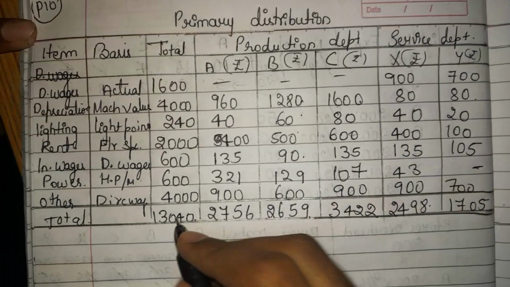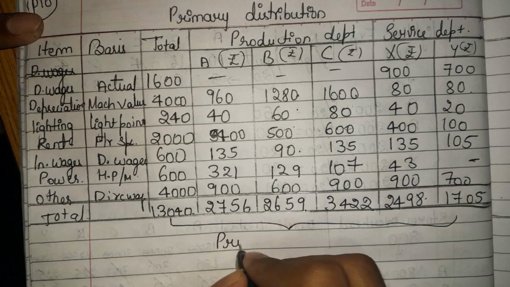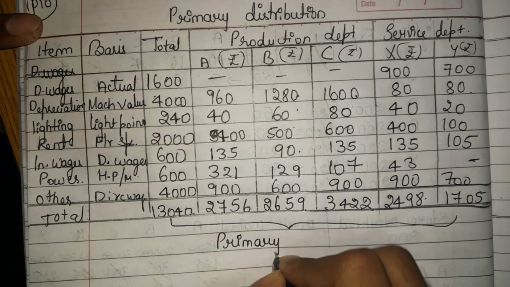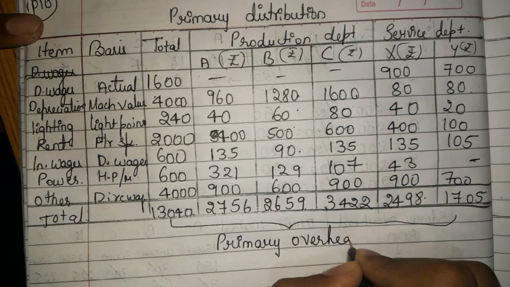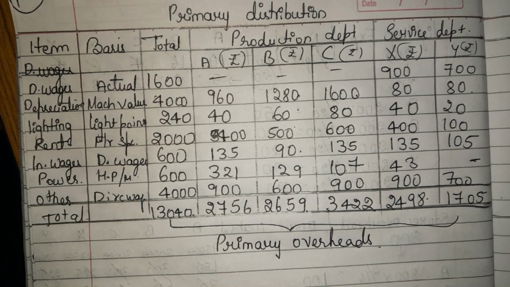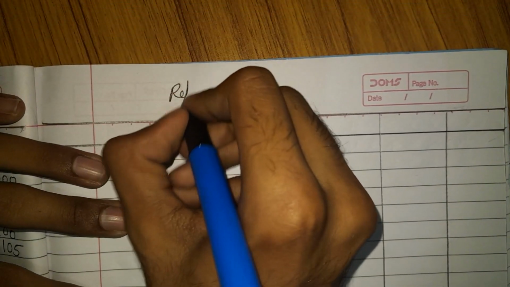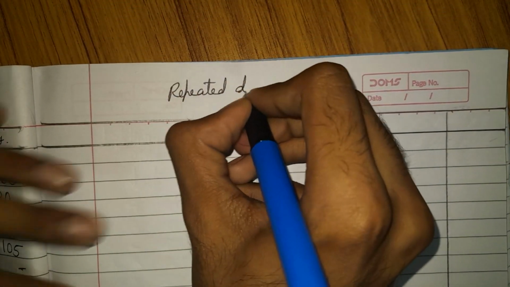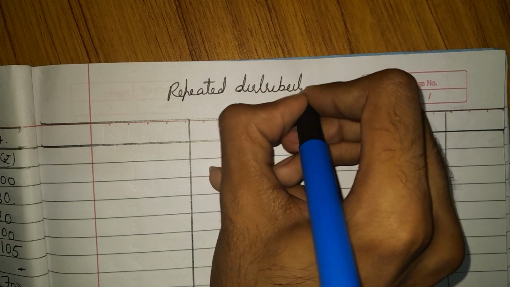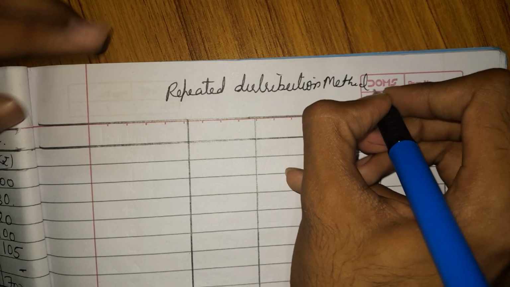So these are the primary overheads. Now we need to do the secondary distribution. So they have told us to follow the distribute the department expenses to each. So we need to distribute on the basis of repeated distribution method. We'll follow repeated distribution method.